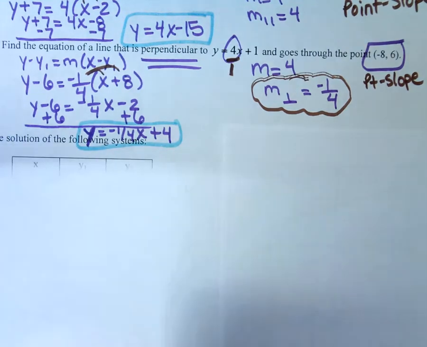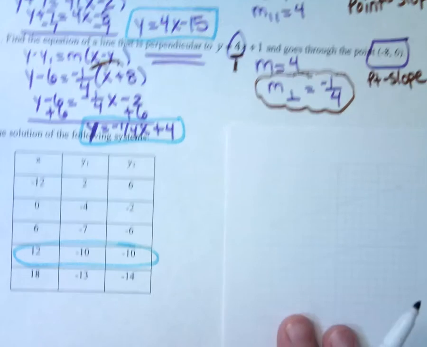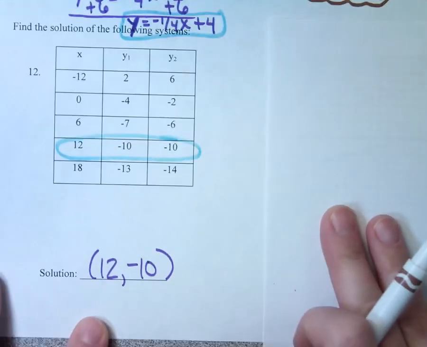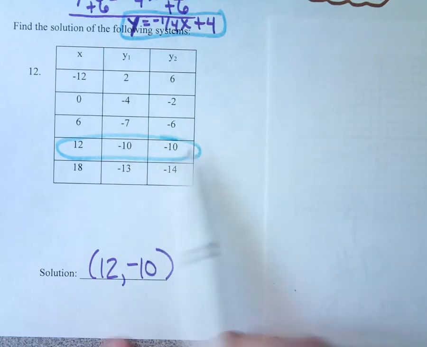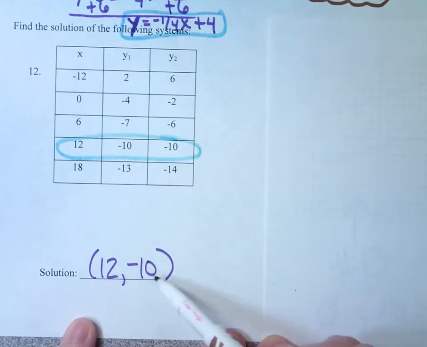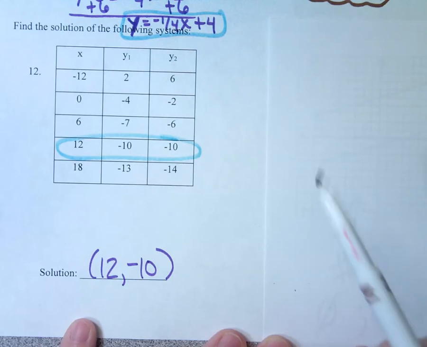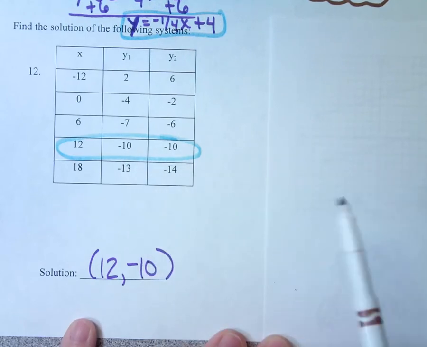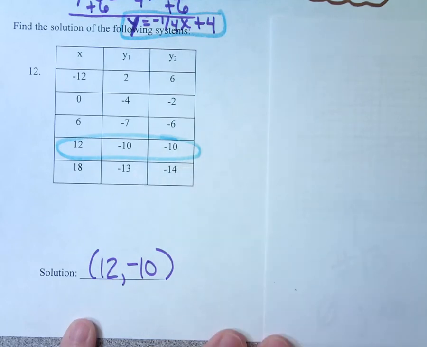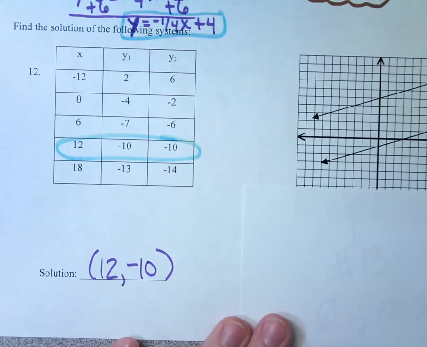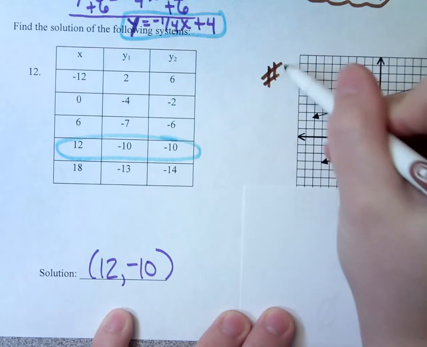Okay, number 12. This is easy peasy. If I want to find the solution to a system by looking at a table, I just need to look to see where they have the same y-coordinate, and that is the point (12, -10). Wherever they have the same y-coordinate, that's where the two lines would intersect. That's where, if we were talking about companies charging something, they would charge the same amount of money.